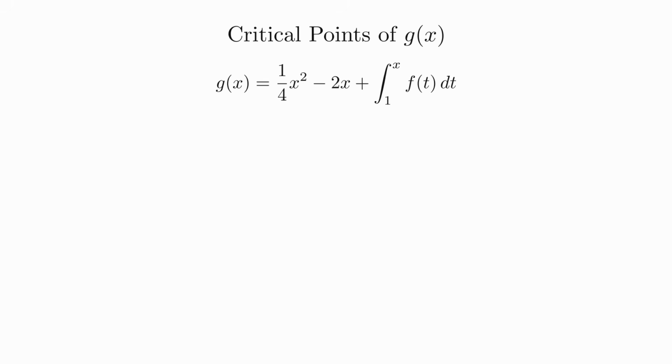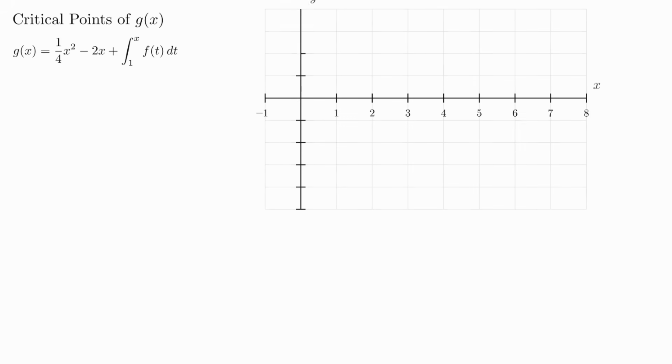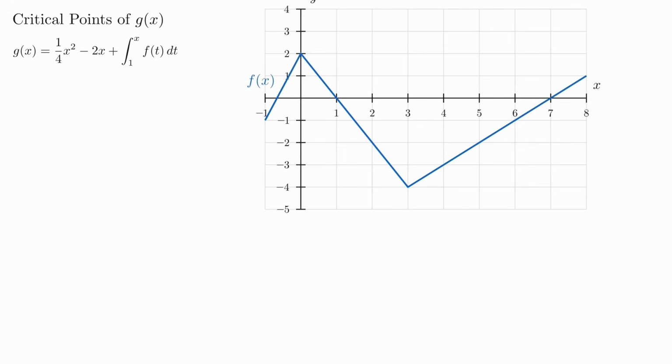We're going to figure out where the critical points of this thing are. Also, maybe we'll try to classify them. Let's also have a graph of f, because that's the thing that we're going to be working with, right? So this is a graph of f of x. It's piecewise linear. Now what we're going to do is find g prime.